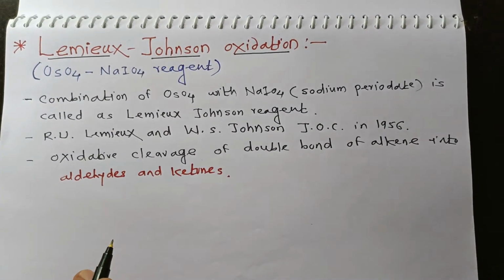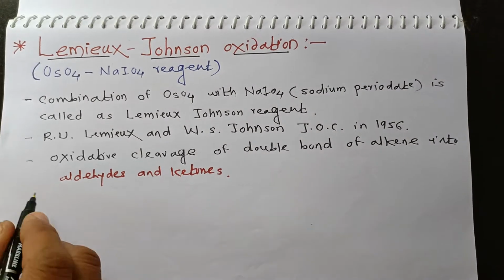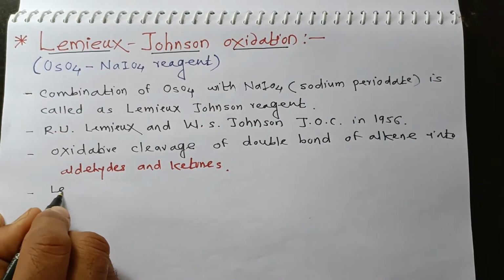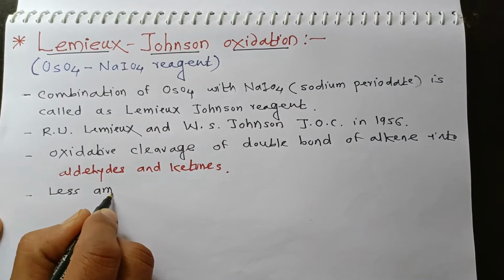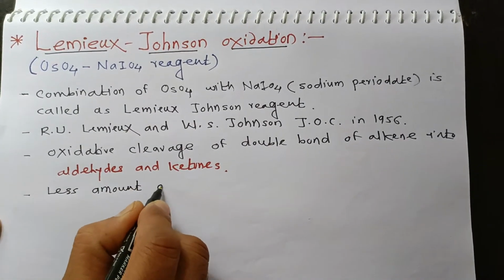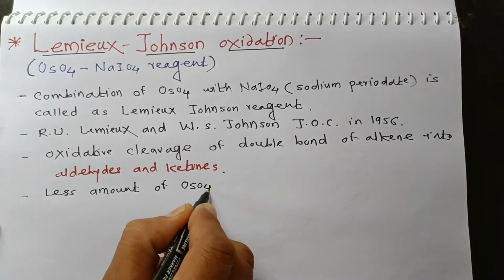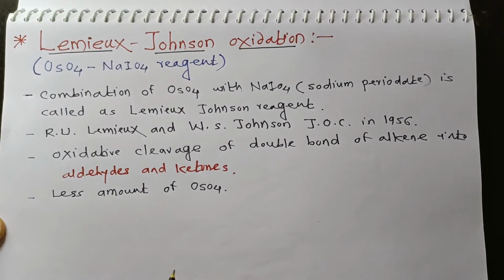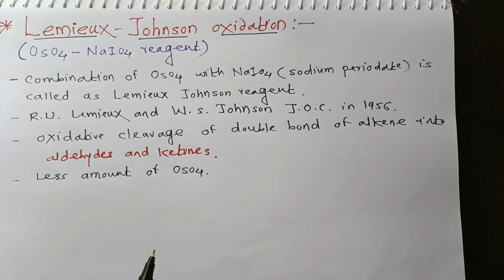Only a very small amount of osmium tetroxide is used. The use of a small amount of osmium tetroxide is important from the viewpoint of toxicity and cost of osmium tetroxide.